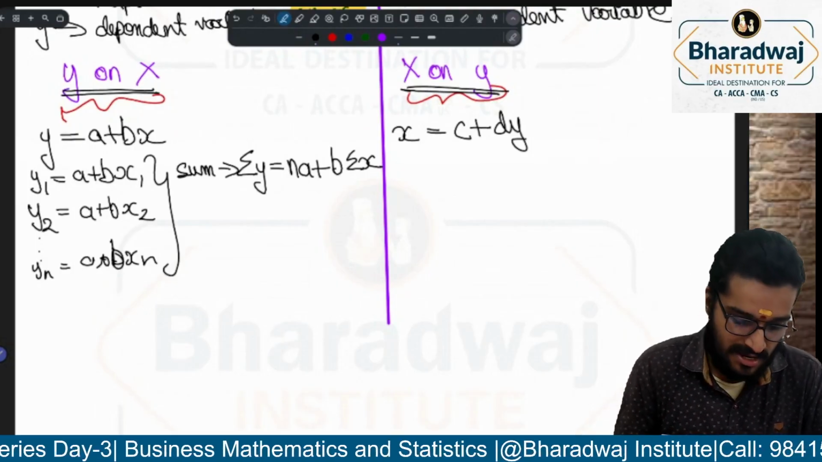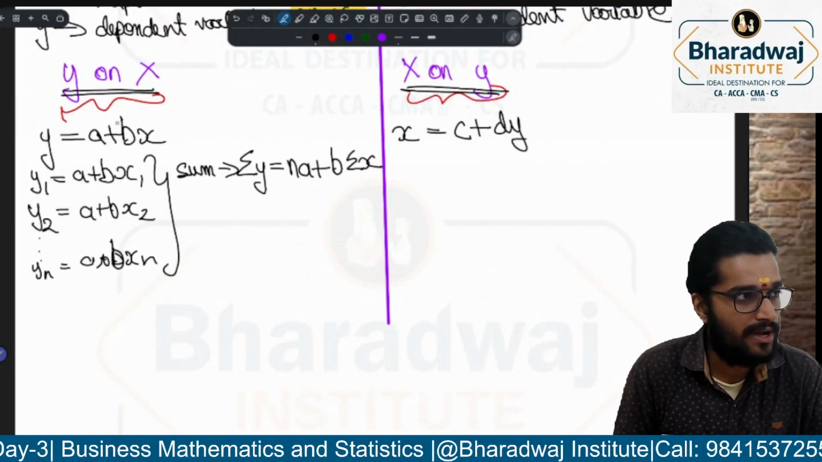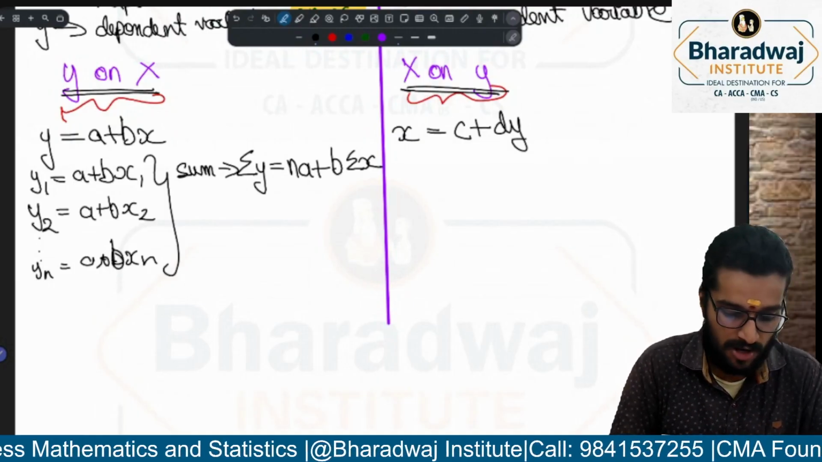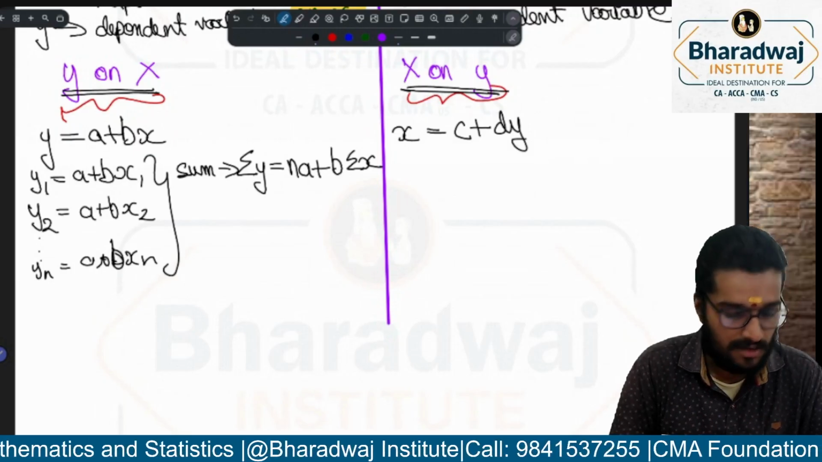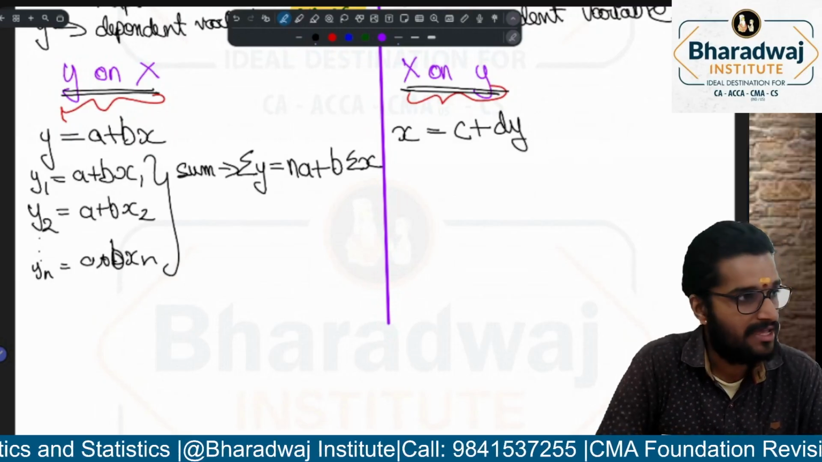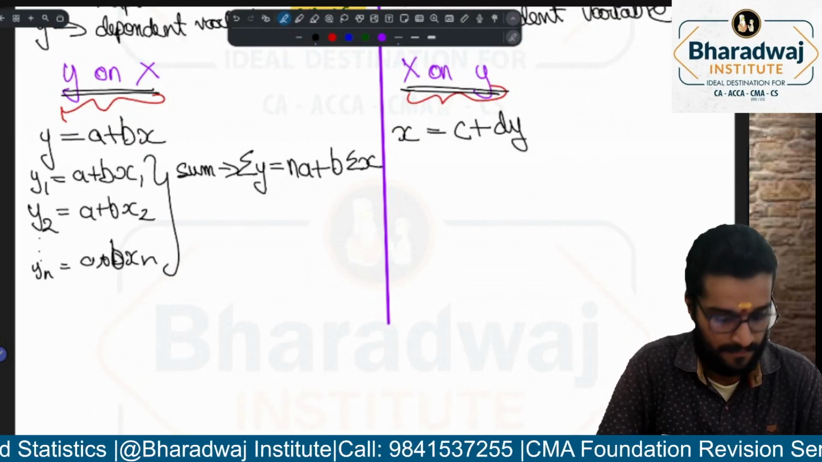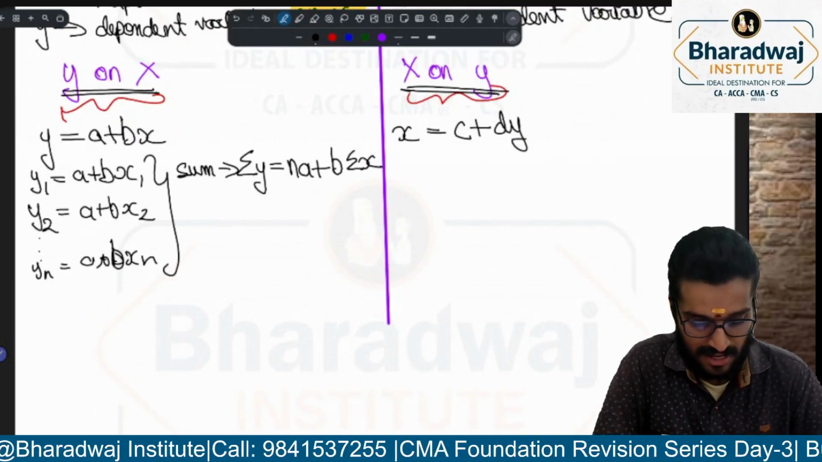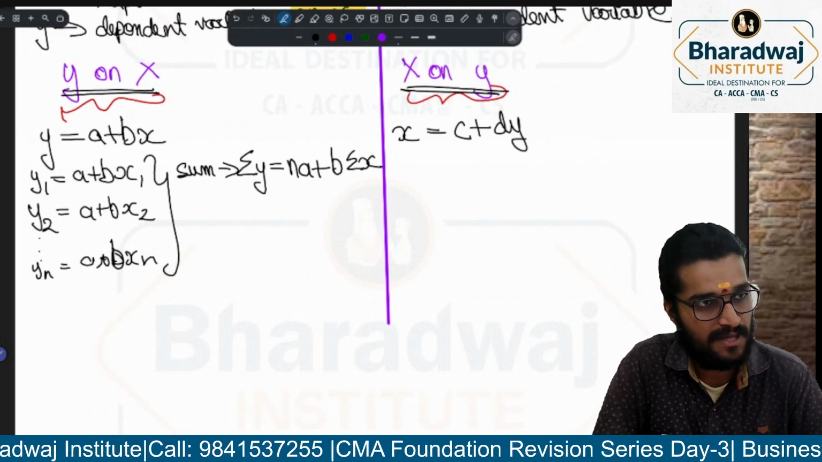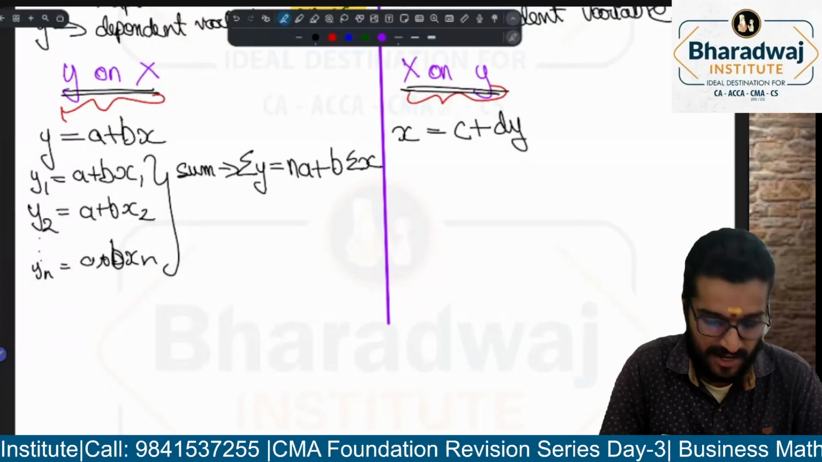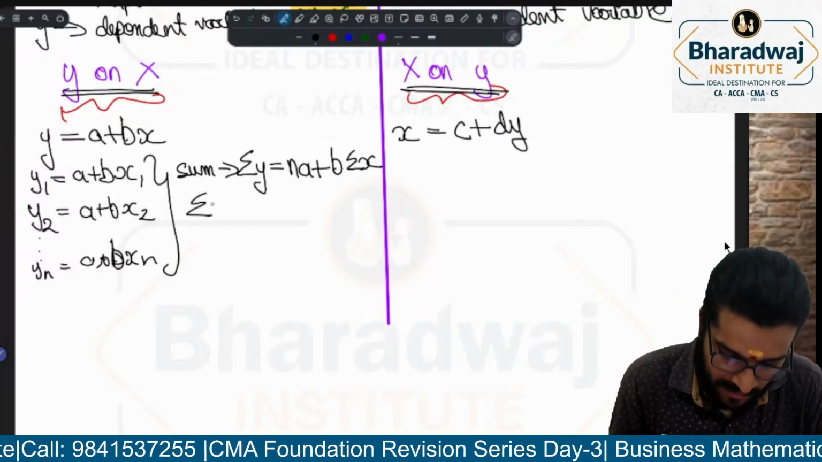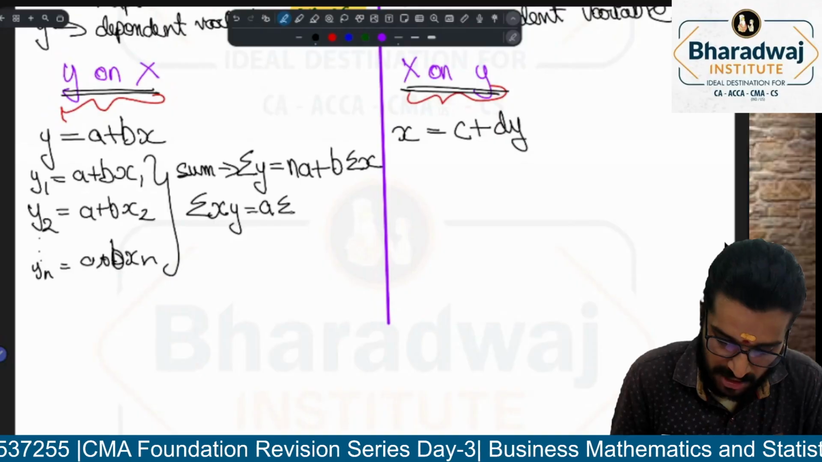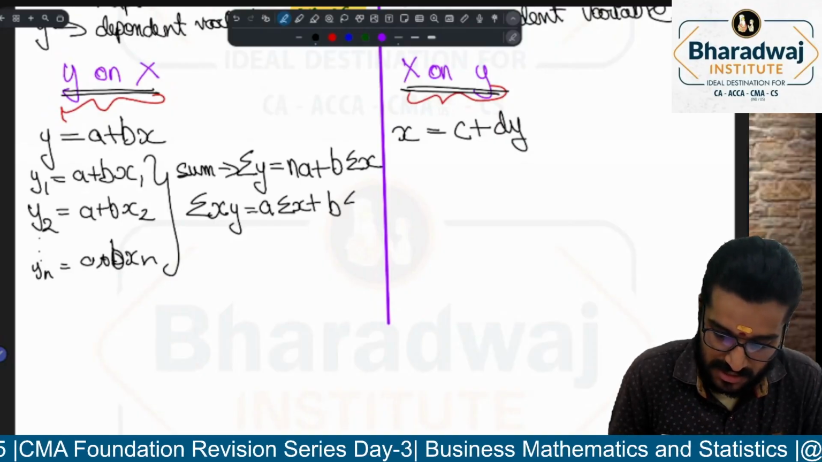Similarly, instead of taking just y, multiply it with the corresponding x value. What will happen? x1 times y1 equals ax1 plus bx1 square, x2 times y2 equals ax2 plus bx2 square, x3 times y3 equals ax3 plus bx3 square, and so on. If I add all of those, I will get summation xy equals a times summation x plus b times summation x square.